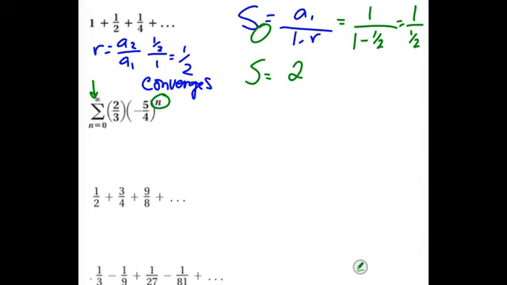What is the R value? What's the piece that's being raised to the power? -5/4. Is that within the range that we can have? No. All right, so we would say this diverges, which means there's no sum.